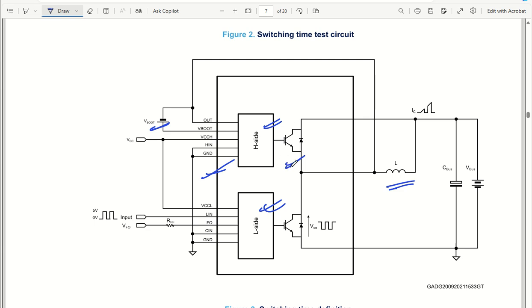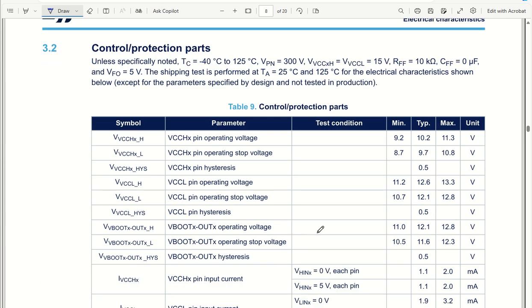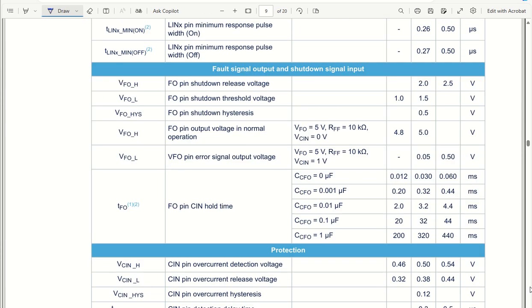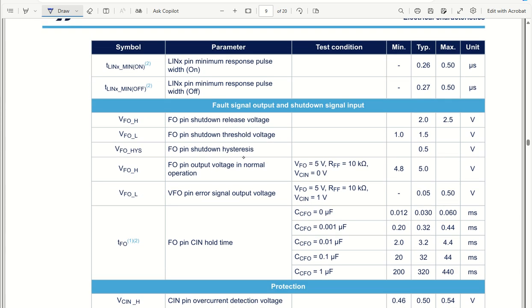They have shown it for only one of the high sides, let's say U phase, V phase, or W phase. Coming back to the other part, which is my control parts or protection parts, that is also not to worry about. Let's get into it.